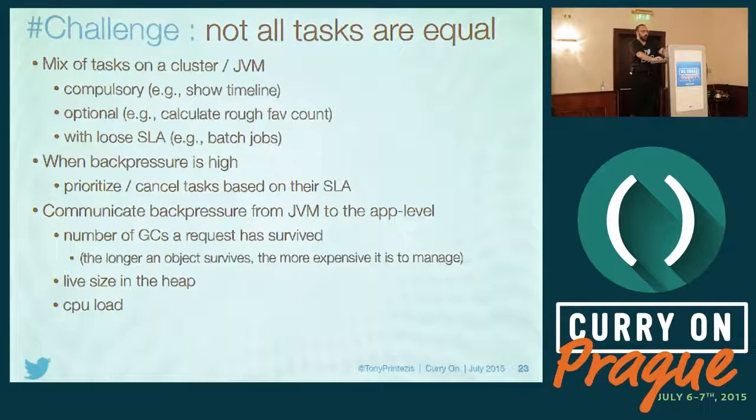And what affects the running of services? Well, the number of GCs that requests survive. That means the object is getting older and older. The older an object is, the more expensive it is to handle, because now you may have to push it to the old generation, and now you have to grow the old generation, etc. Live size of the heap: the more live data you have, the longer GCs would take, and maybe you're going to have full collections more often, etc.